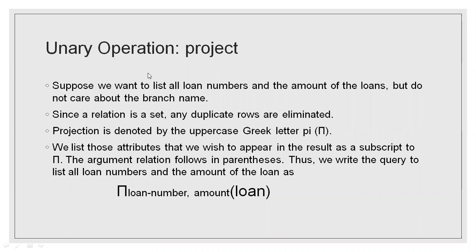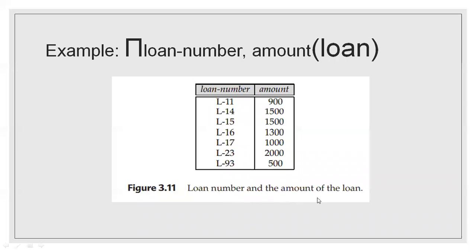It is again a unary operation. You can see here pi with subscript loan number comma amount on a particular table named loan. So whatever the number of columns, all other columns are just neglected and only two columns are displayed, that is loan number and amount. So here you can see loan number and amount of the loan table. The name of the customer, the branch, and all these other columns are just neglected.